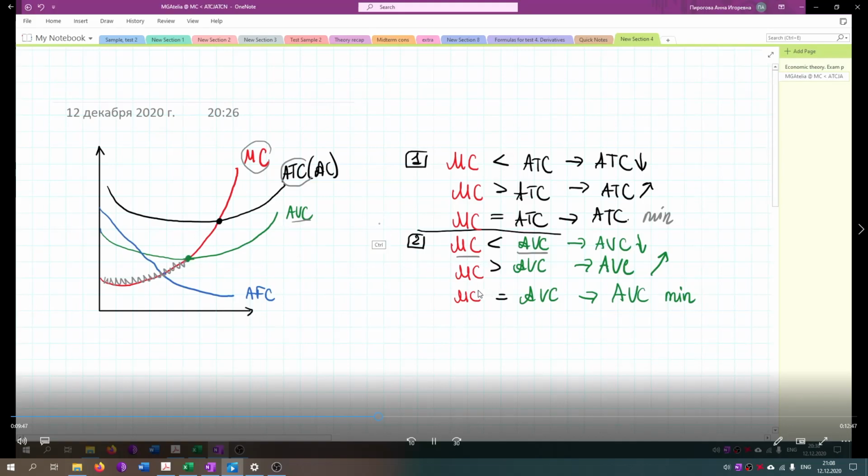And the last case, marginal cost is higher than average variable cost. So we will look at this part of the graph. Yes, this one. In this case, average variable cost is increasing.